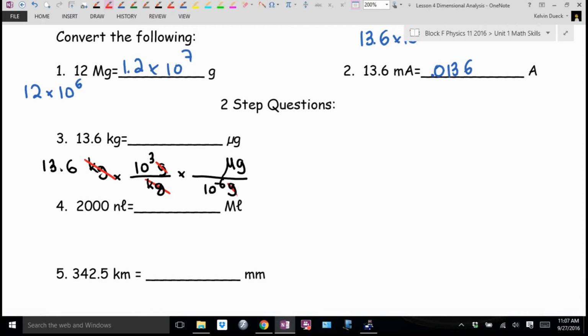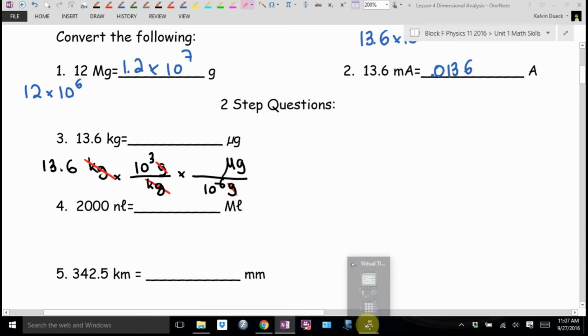Now, the reason I use this method, Mina, is the most common question kids ask is, Mr. Duke, do I multiply or do I divide? Hey, if the 10 is on the top, it's going to be times. If the 10 is on the bottom, it's going to be divide.